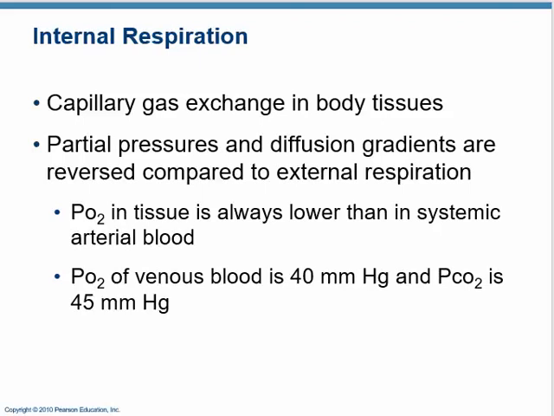So continue with the respiratory system, internal respiration. This is the capillary gas exchange in the tissues. And it's the same as external respiration, that it's driven by the partial pressure gradients. It just is in reverse to what happens in the lungs. So the partial pressure in tissue is lower than in arterial blood because you're using the oxygen to make ATP aerobically. The byproduct of that is carbon dioxide.